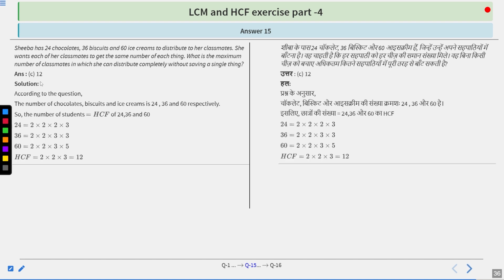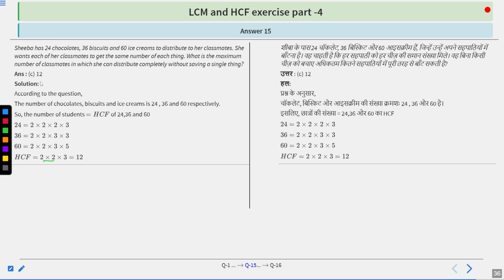Now the prime factors of 24 are 2 into 2 into 2 into 3. 36 is 2 into 2 into 3 into 3. And the prime factors of 60 are 2 into 2 into 3 into 5. To find the HCF, we check which numbers are present in the factors of 24, 36, and 60. 2 is present in all the factors, but the minimum power is 2. So 2 into 2 is taken into consideration.